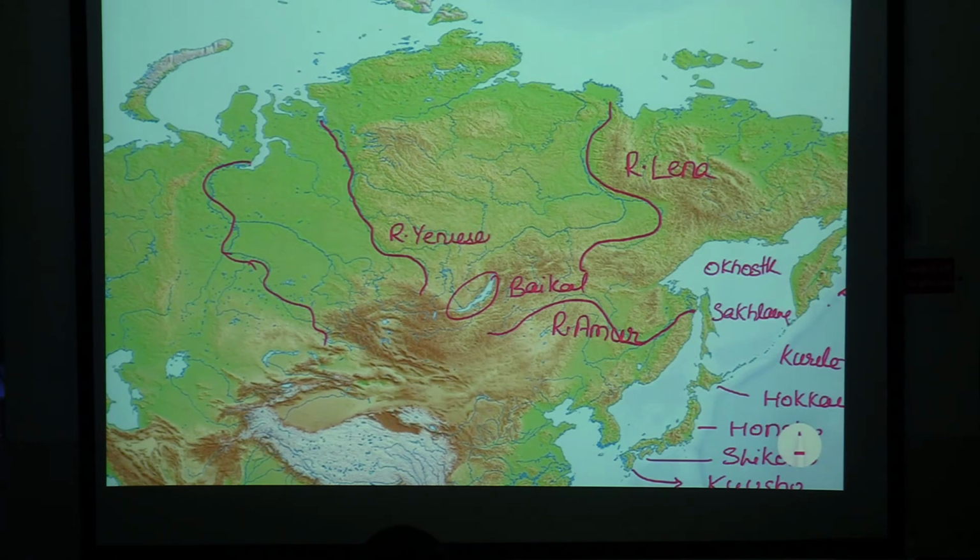River Yenisei, River Ob. This is called Kara Sea. And what is the demarcation? This is Central Siberian Plateau. Ancient plateau it is. This is West Siberian Plain.